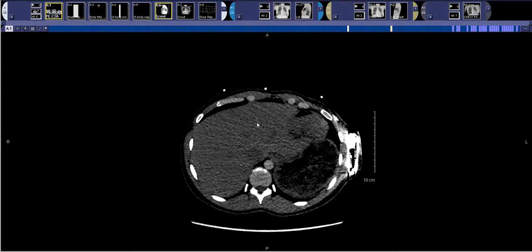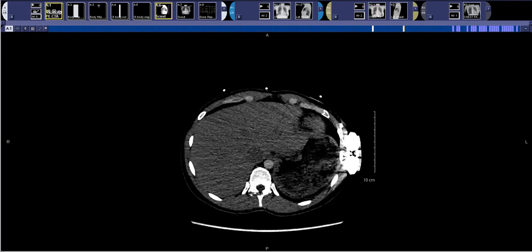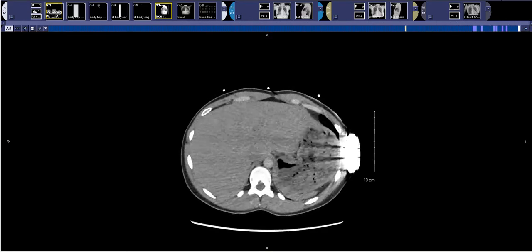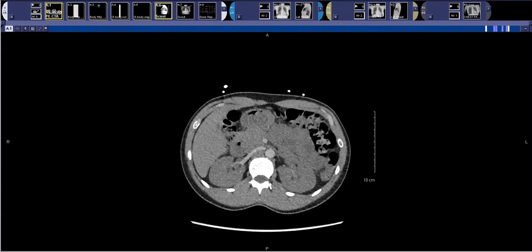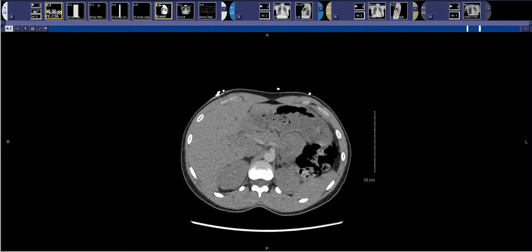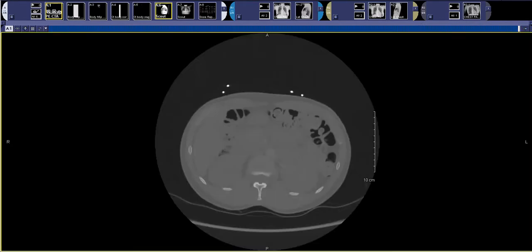After I'm done with that, I switch to my liver windows. I look at my liver in the upper abdomen, and I switch just to my regular upper abdomen windows, and I look at my spleen, pancreas, adrenal glands, and kidneys, at least what I can see of them in the upper abdomen. Once I've finished that, I'll switch to bone windows.